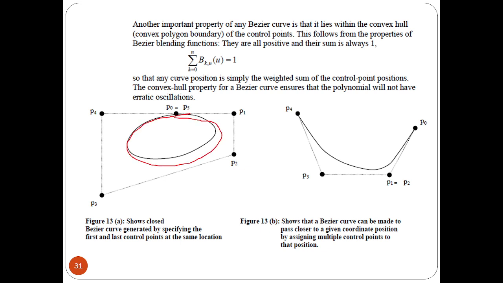Next, a closed Bezier curve is generated by specifying the first and last control points at the same location. It also shows that a Bezier curve can be made to pass closer to a given coordinate position by assigning multiple control points to that position.